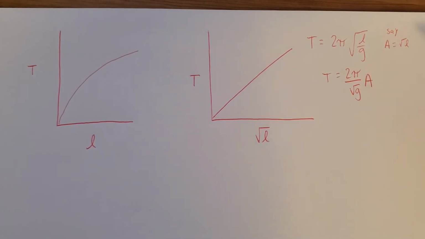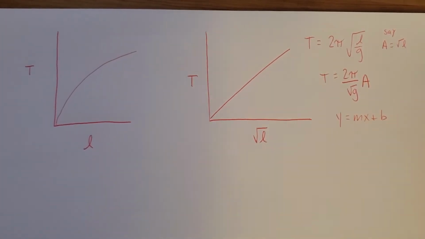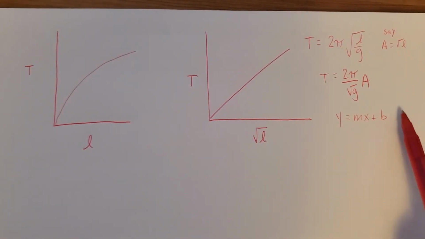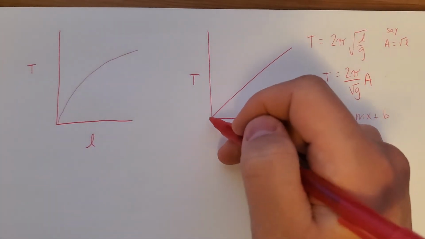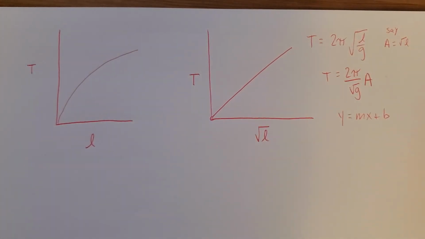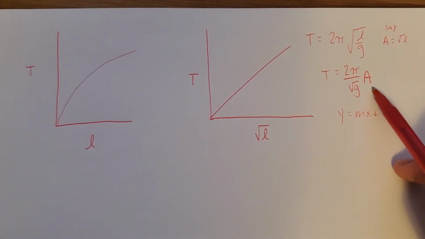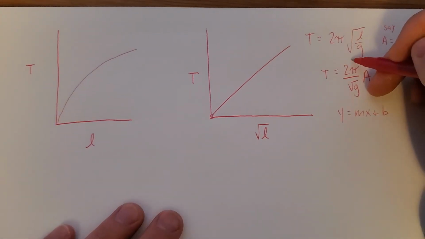All right. If you remember your grade 10 linear functions, this is the general form for a line graph. There's nothing added here, so the y-intercept is 0. That makes sense. Okay. But what we're saying here is this is my dependent variable, square root of L. This is my independent variable, and this is the slope.